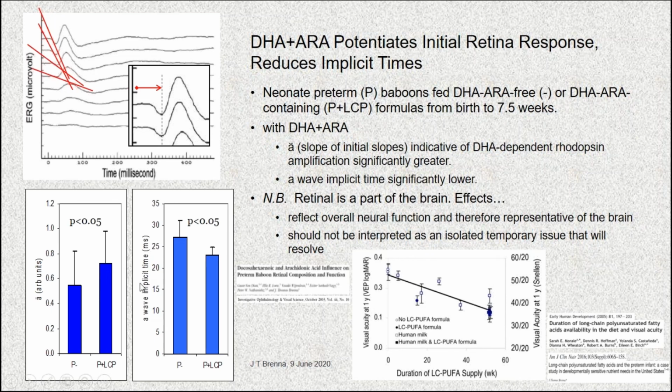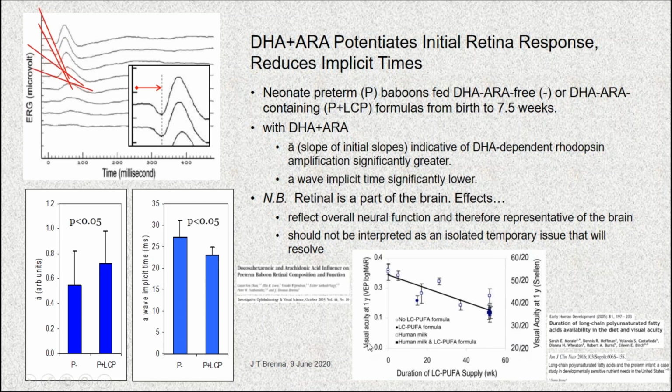And then this is called an implicit time, and that's the time to response. So a shorter implicit time is better. And so you have a more intense response and a shorter time to response with long-chain polyunsaturates. That corresponds very nicely to the visual data that was generated in several studies, and I've replotted this here. This is again the Snellen acuity, where 20/20 is the best, and it goes down. Down is good, up is bad.